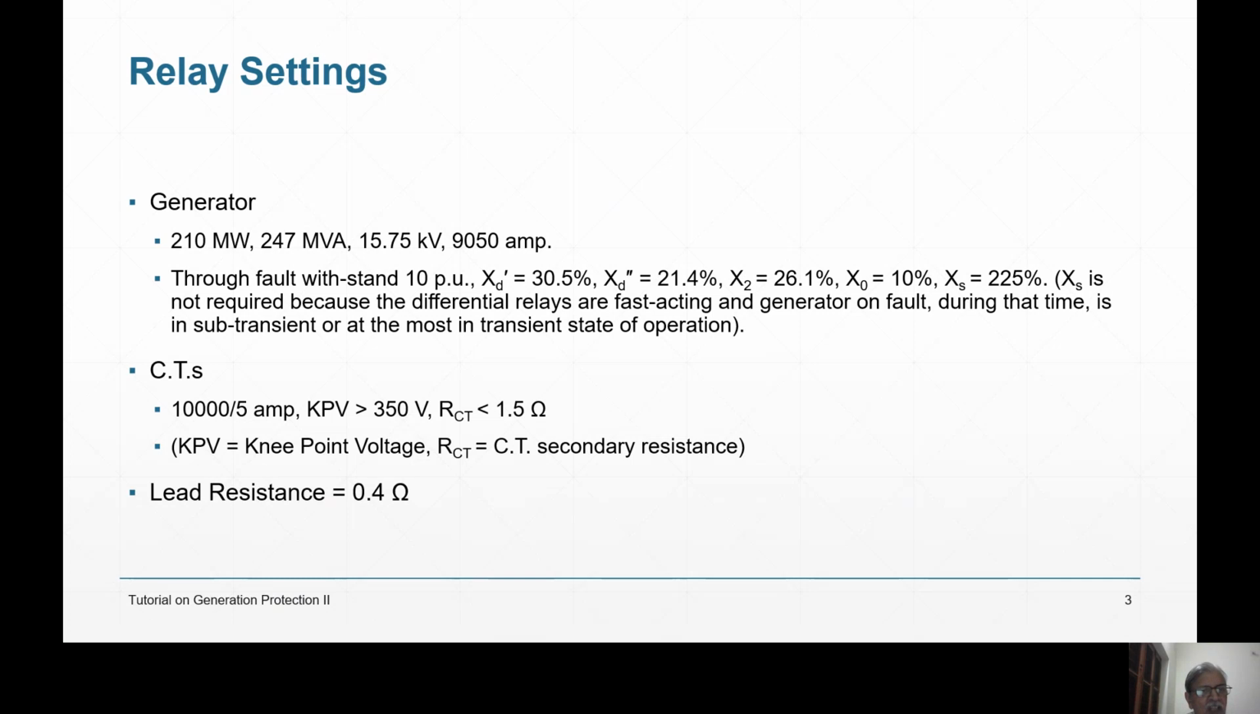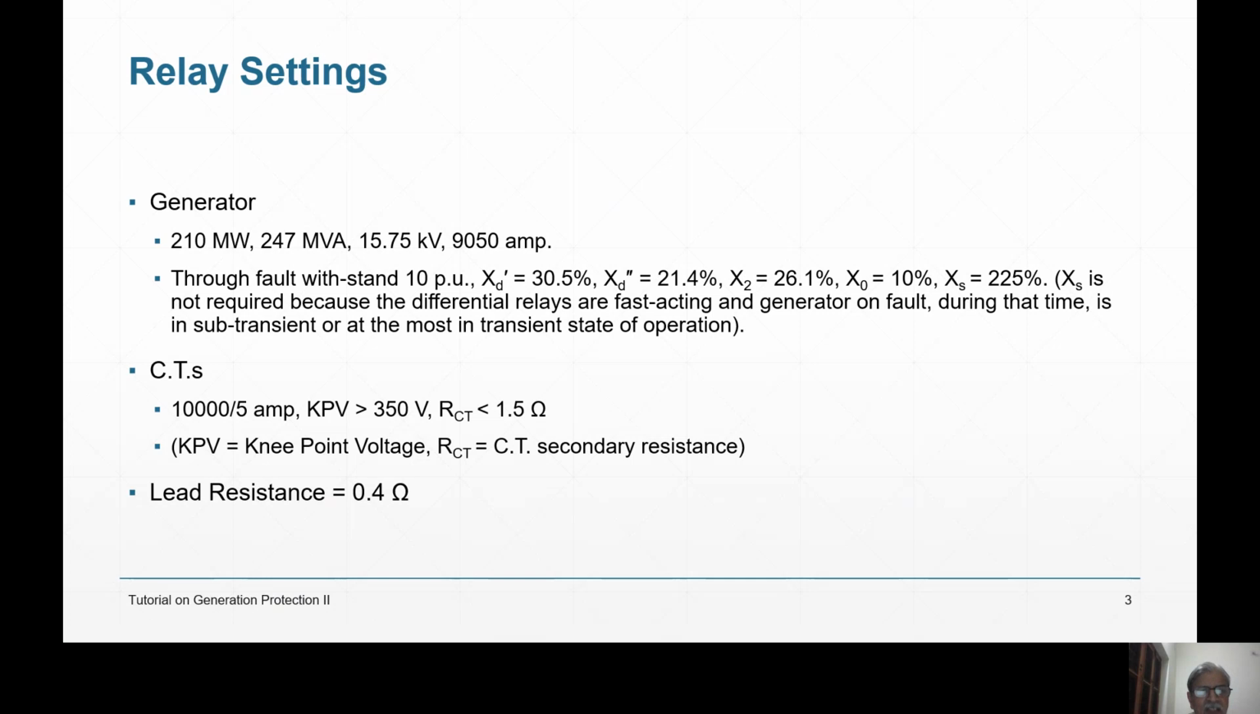The CT we are using is 10,000 by 5. 10,000 by 1 you can't use, right? It is a very big ratio. So 10,000 by 5. The knee point voltage of the CT we are purchasing is more than 350 volt. And RCT is less than 1.5 ohm, therefore we will consider 1.5 ohm as the CT secondary resistance. Lead resistance is 0.4 ohm. I have taken a typical case, the typical geography of Ukai power plant, unit number 5.